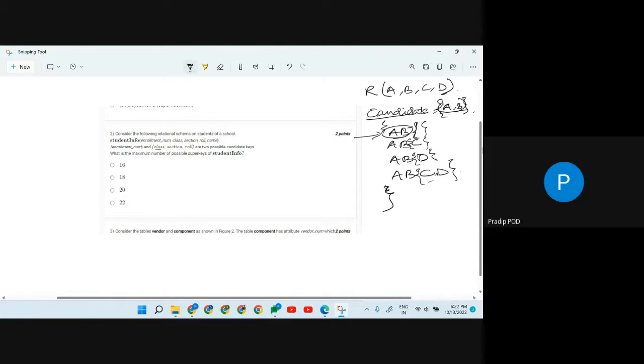So what is the formula to find the super keys here? A, B are your candidate key, right? So it is 2 to the power of the number of remaining attributes. That is 2 to the power 2, that is 4. Exactly, here you can see this is your number of super keys.